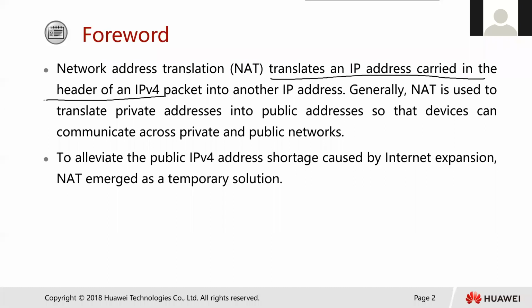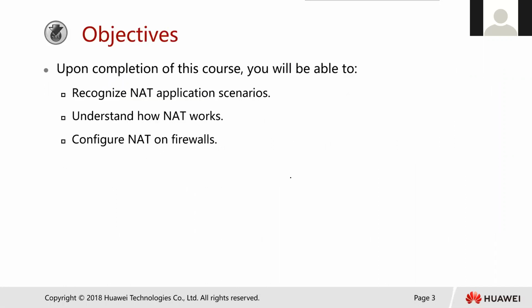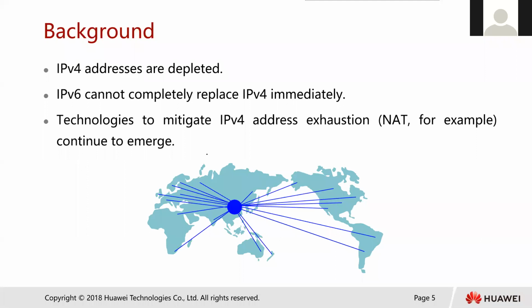Generally, NAT is used to translate a private IP address into a public one, so that devices can communicate across private and public networks. And these are the objectives: understand how NAT works, its configuration and the principles. Why do we need NAT?